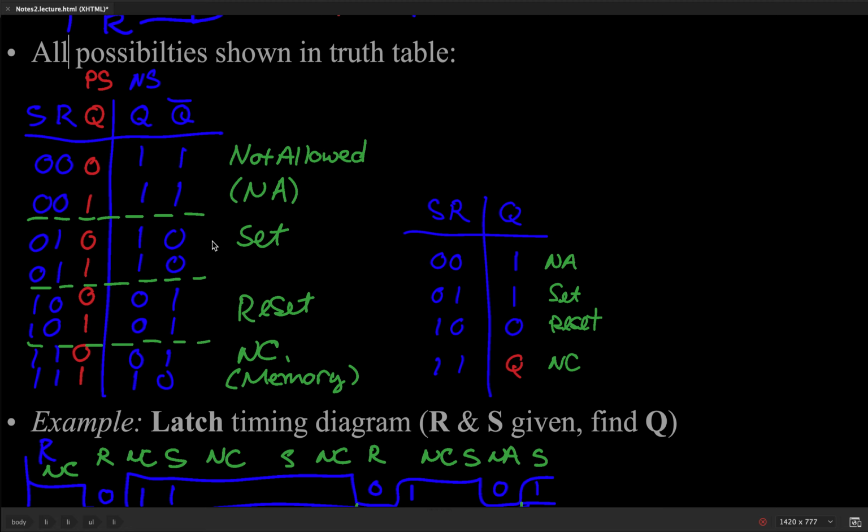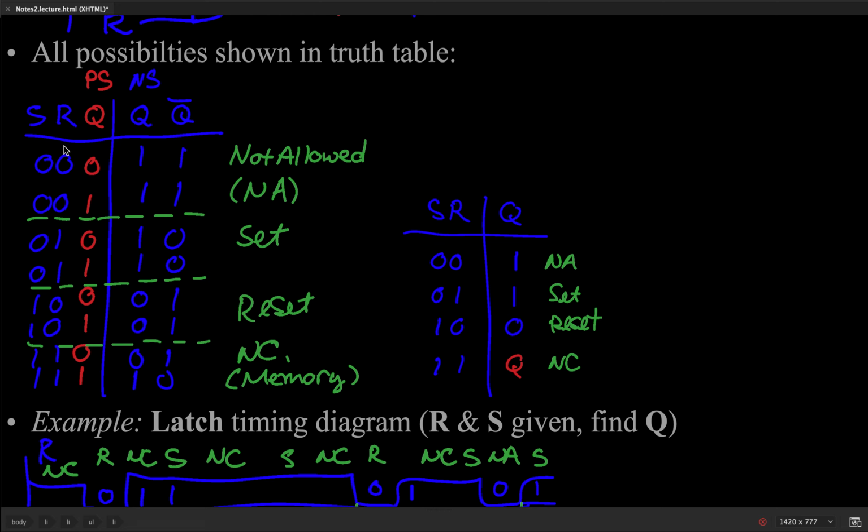Recall that the set mode is obtained by making S equal to 0. By the way, these inputs are active low. So to do something, you make S equal to 0. That will set it. To reset it, you make R equal to 0. That will reset it. To do nothing, you make both S and R equal to 1. Now notice in this case, if the present state is a 0, the next state will be a 1. If the present state is a 1, the next state will be a 0.